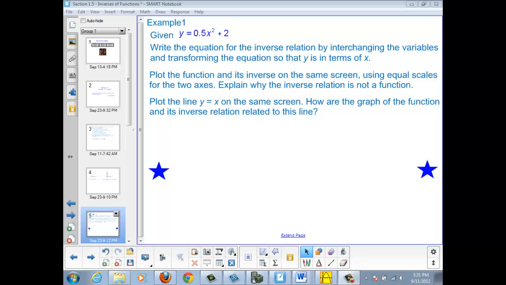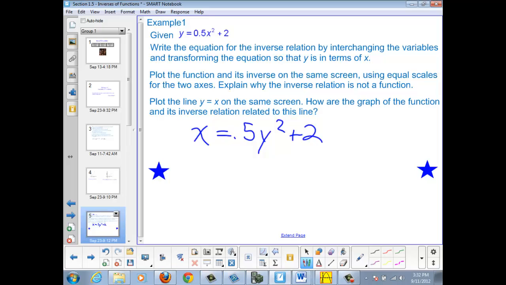So let's take a look at an example here. Given the equation y equals 0.5x squared plus 2, write the equation for the inverse relation by interchanging the variables and transforming the equation so that y is in terms of x. So, given y equals 0.5x squared plus 2, the first thing I'm going to do is interchange the variables. So now my new equation will be x equals 0.5y squared plus 2. Now we need to solve for y.